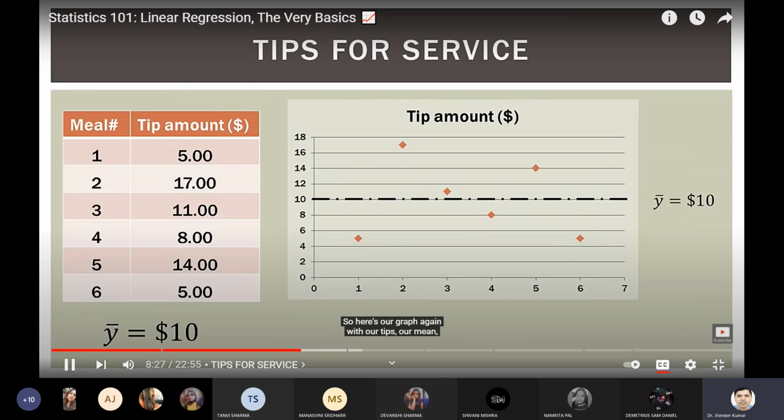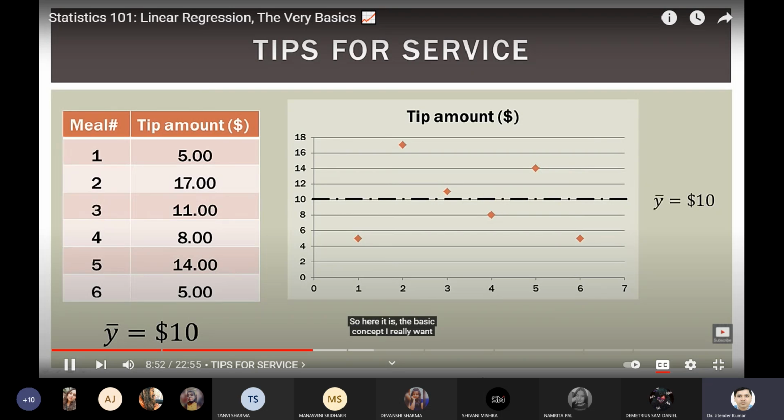So here's our graph again with our tips, our mean, and our tip amount. Now I just want to stress that the tip amount is y bar, the mean of y, and that's for 2 reasons. One, the dependent variable, which it will be as we progress forward, is always the y of the x and y axes. And of course, we're graphing it on the y-axis, so it should be y bar.